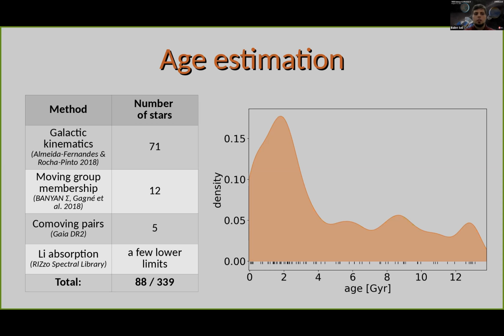And we also looked for lithium absorption in the resource spectral library, but managed to find none. So this only puts a few lower limits on ages, but overall we had 88 of them. And here you can see the distribution, but don't get your hopes up. The error bars are pretty huge. If you saw them propagated into this distribution, yeah, you really wouldn't want to see that.